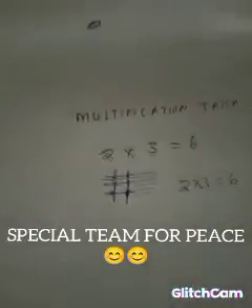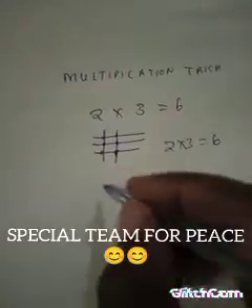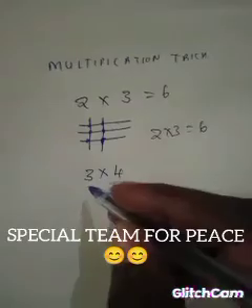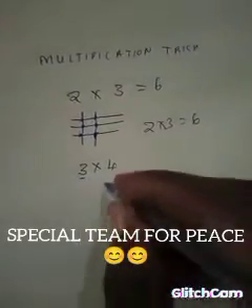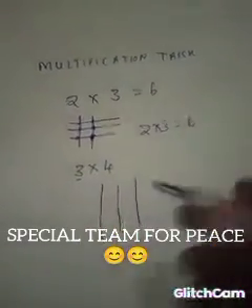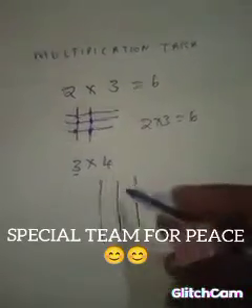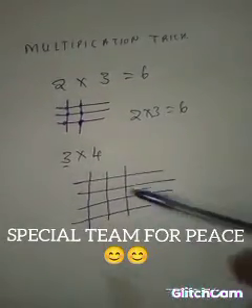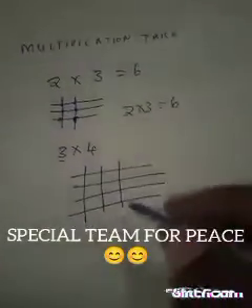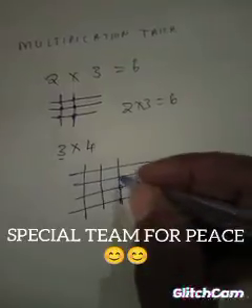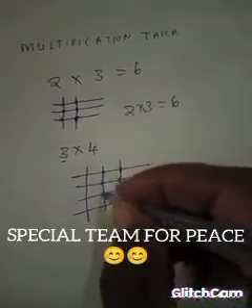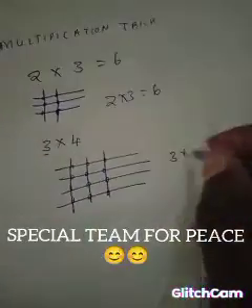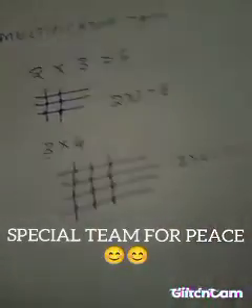Let us do another example. What if it's 3 times 4? You tell them to draw 3 vertical lines for 3, then 4 horizontal lines for this 4. So the answer for 3 times 4 becomes the points of intersection, which is 1, 2, 3, 4, 5, 6, 7, 8, 9, 10, 11, 12. So you get that 3 times 4 is 12.